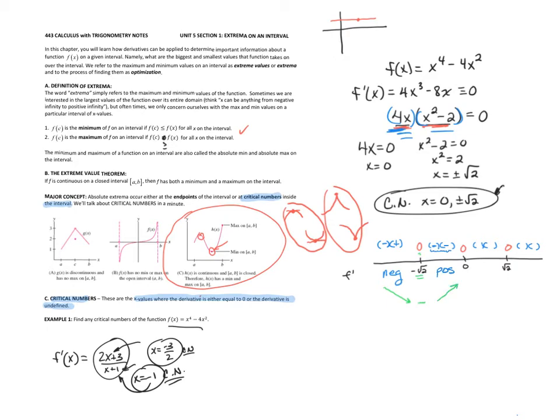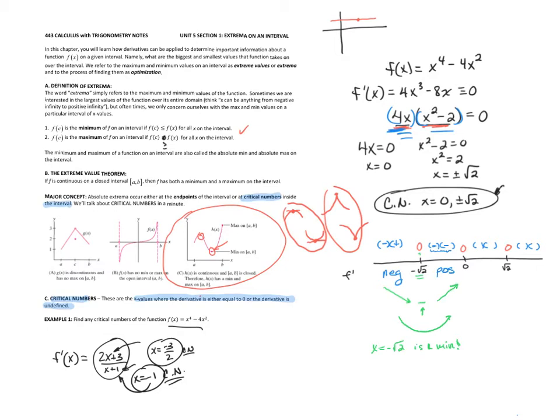And so what we've just done is painted a picture of a graph that comes down, levels off, and then comes up. So that means that that spot right there at x equals negative root 2 is a min. It's a relative minimum, which means it's the lowest spot in its little neighborhood.